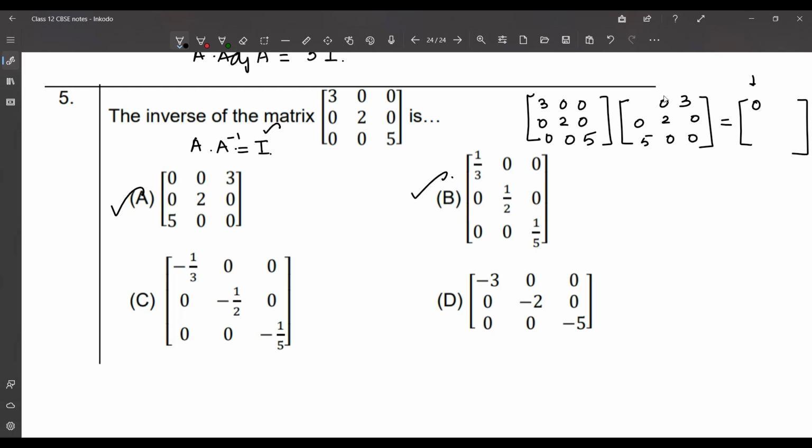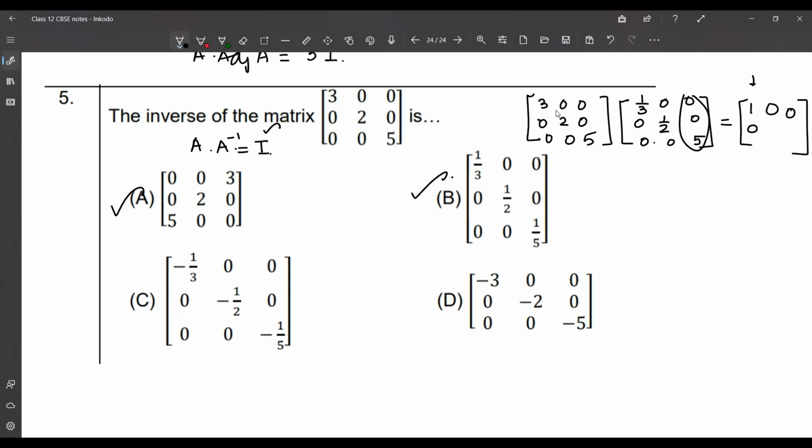So this would be 1 by 3, 0 and 0, 0, 1 by 2 and 0, and this would be 0, 0 and 5. And 1 by 3 into 3 is 1, 0 into 0, 0 into 0. So this is 1. And the next one would be first row versus second column. So this is all 0, and the next is first row into third column, that is also all zeros.